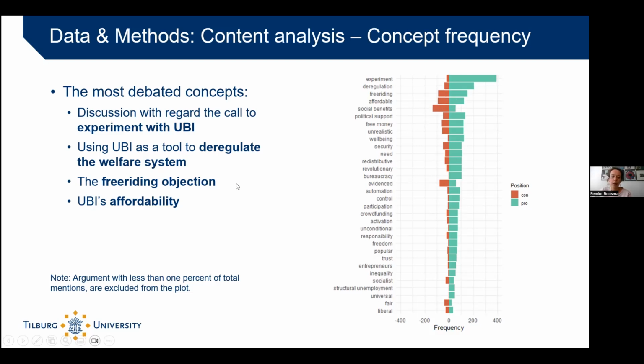So these are among the most debated topics. It's just frequencies. You can see 32 concepts, and we excluded in this graph the arguments with less than 1% of mentions.